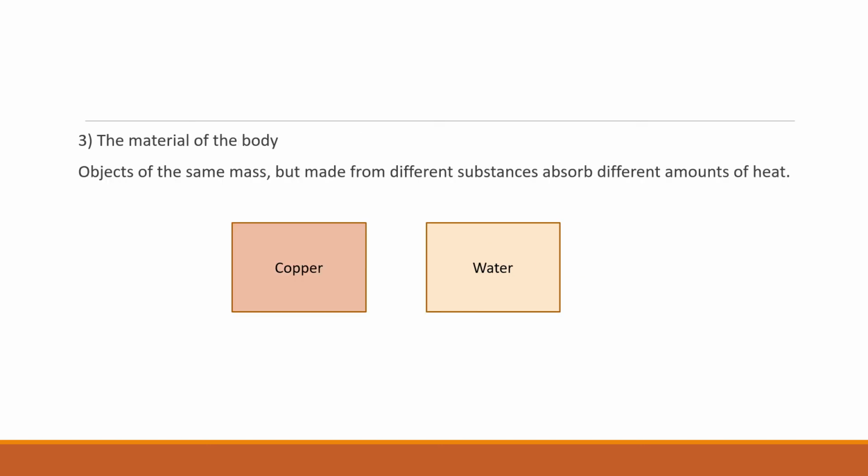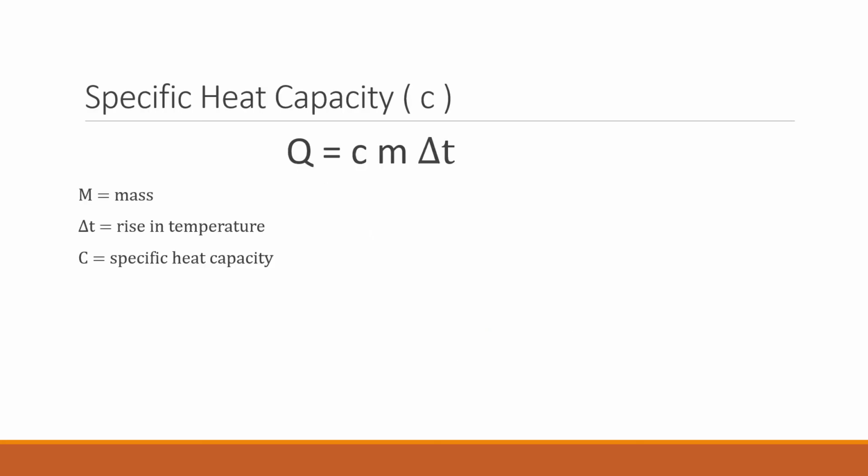The third factor is the material of the body. Here we have taken two substances, copper and water, of equal mass. It was observed that heat absorbed in case of water is 10 times more than that of copper. This shows that the amount of heat energy absorbed depends upon the substance of the object, which is expressed in terms of specific heat capacity, which is denoted by C.